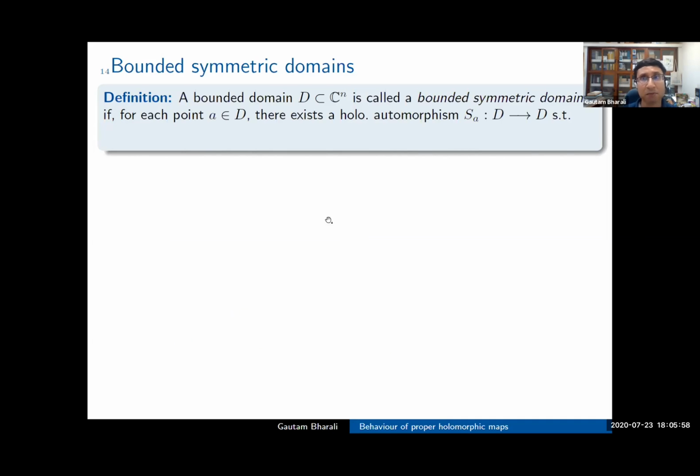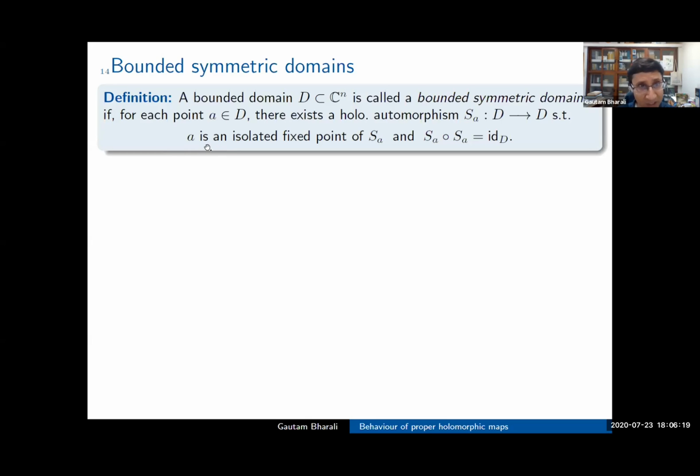So what is a bounded symmetric domain? A bounded domain in Cn is called a bounded symmetric domain if each point admits a symmetry. What do I mean by symmetry? I mean a holomorphic automorphism that, first of all, fixes A, but there is more.